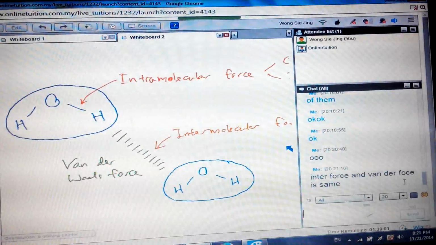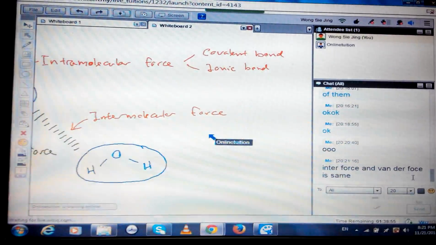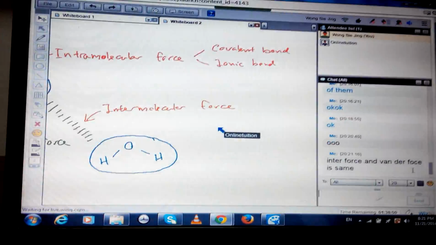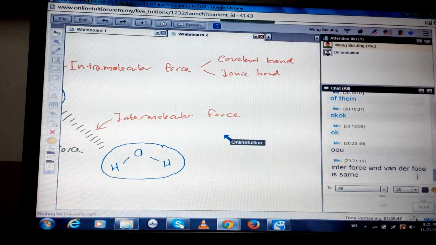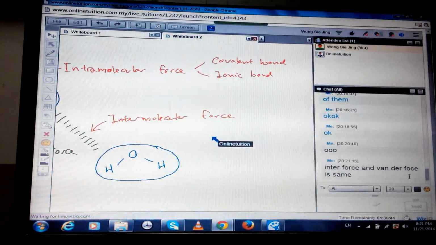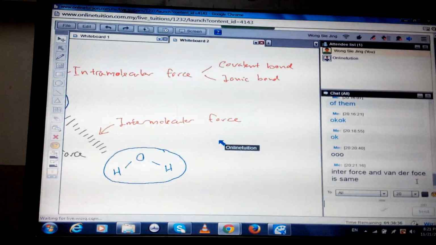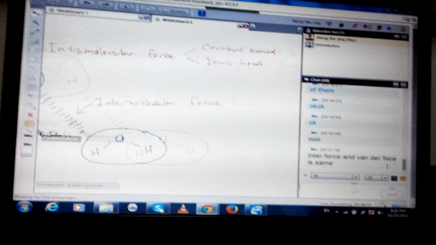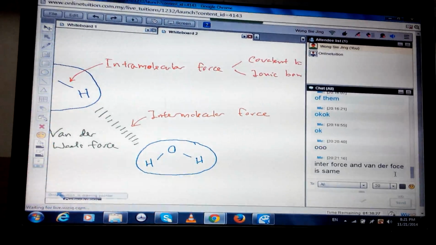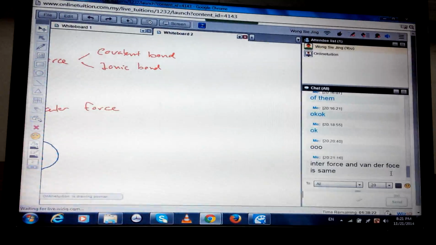Okay, then we still have two more, right? Van der Waals force is one of the intermolecular forces. Intermolecular force means in between molecules, but other than that, we have other intermolecular forces, like the electrostatic force, which is also an intermolecular force. In this case, it's van der Waals force, but in other cases, it can be another force. Let me show you another example.